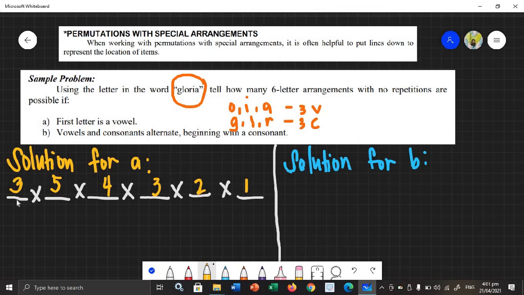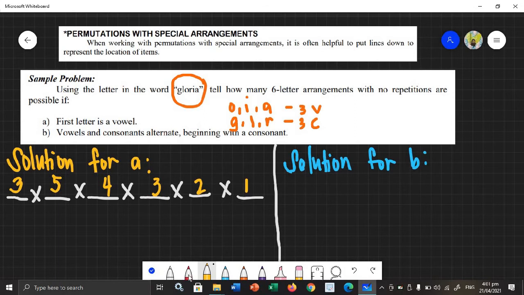So, isn't it that the first letter of the word is a vowel? So, one letter has been taken. We now have 5 letters. So, put 5. We still have 5 letters to choose from. Now that 2 blanks are occupied, only 4 letters remain. So, just put 4 there. And then it goes down and down.